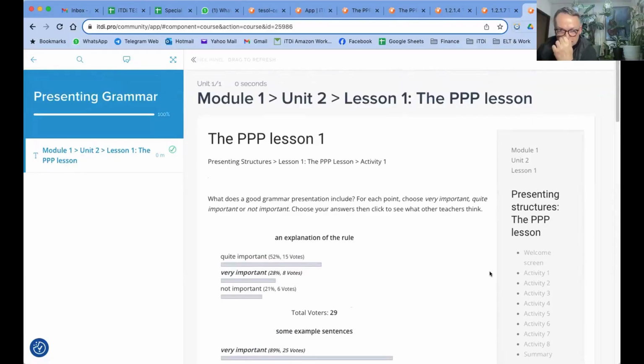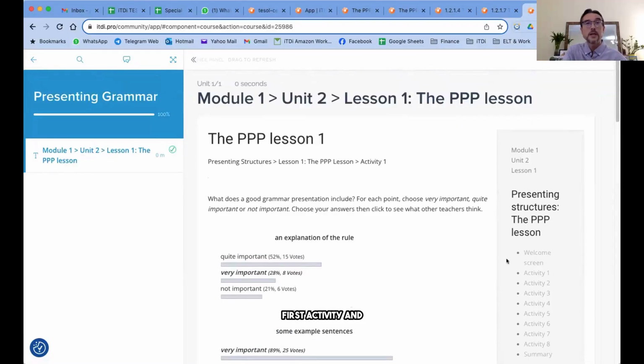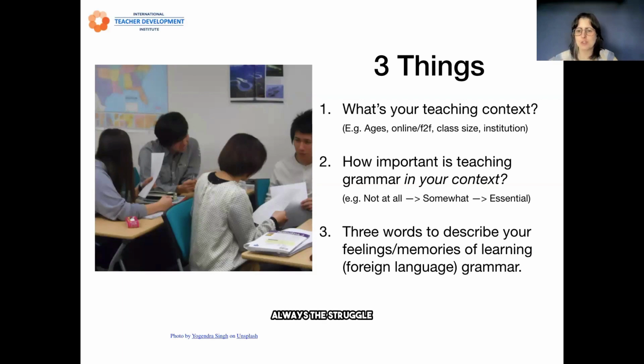This is the first activity, and so there are questions about what you think about different aspects of teaching grammar and how important it is for you. There are no right or wrong answers because it very much depends upon your context. For me, it's always the struggle of focusing on form, giving the most important information and only that, and then relating back to real life. That's the balance I always try to find.